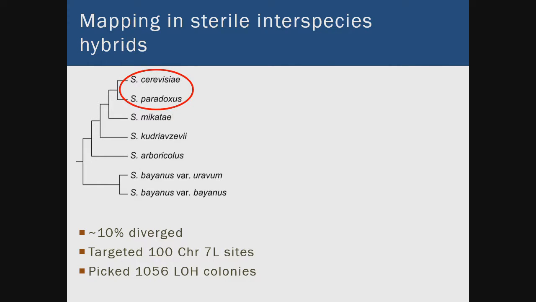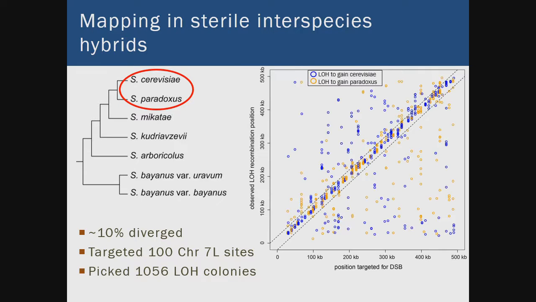So what we did is we targeted, once again, 100 cut sites to the left arm of chromosome 7, and this time we picked just over 1,000 loss of heterozygosity colonies. And once again, we genotyped by sequencing, and what you can see is that our breaks, once again, are pretty well targeted. So the majority of individuals have breaks within 20 kb of the targeted sites.